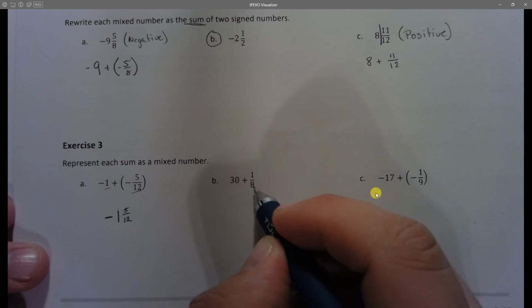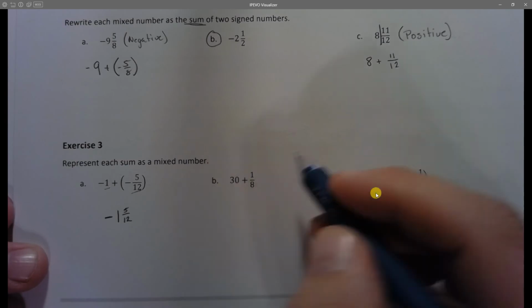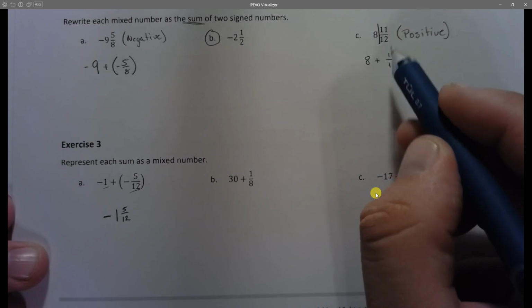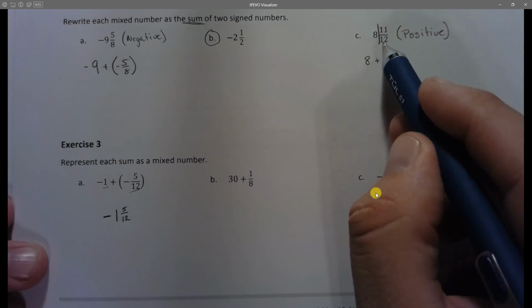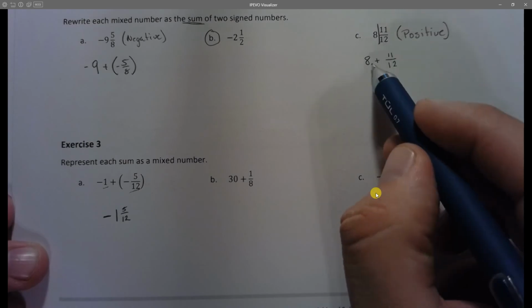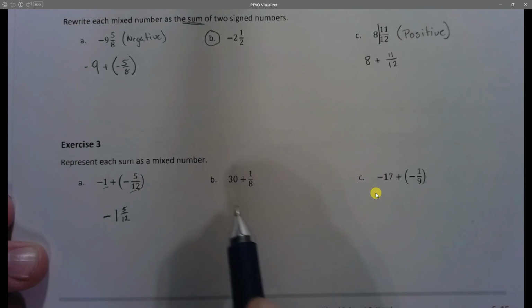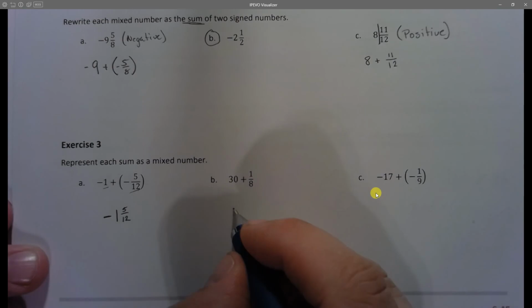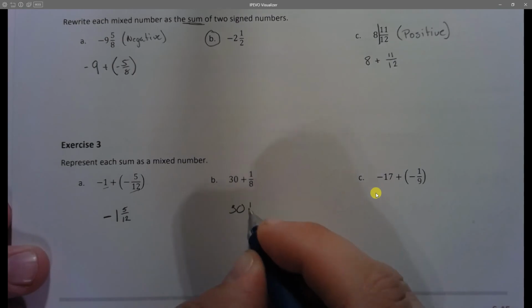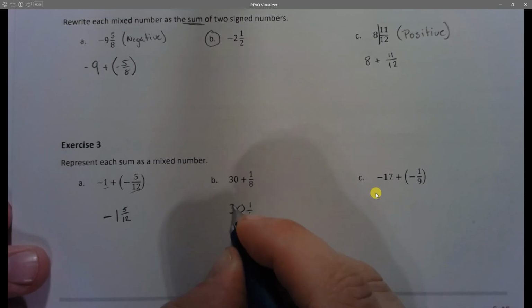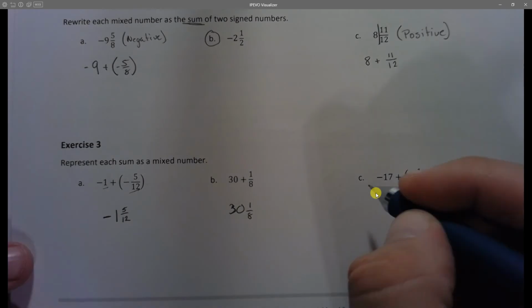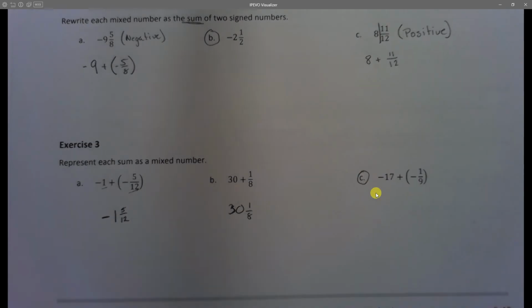All right, look at B. 30 plus 1/8. They're both positive, just like C, where both were positive. And then I look at C's original problem was 8 and 11/12. So I'm taking these two pieces and bringing them back together. So I'm going to do the same thing here. I'm going to take these two pieces and I'm going to bring them back together as 30 and 1/8. Okay, I want you to do C tonight.